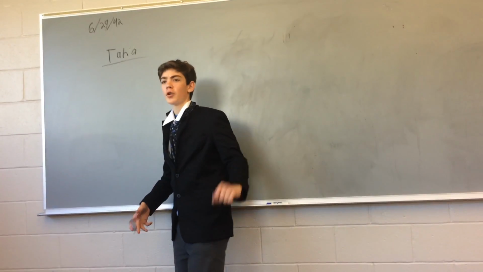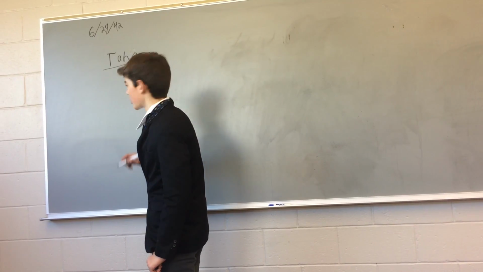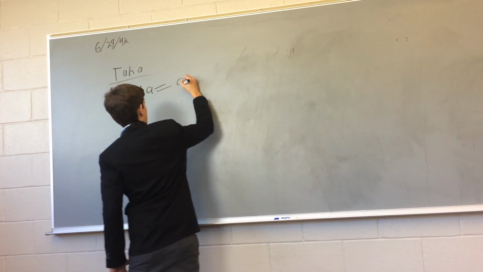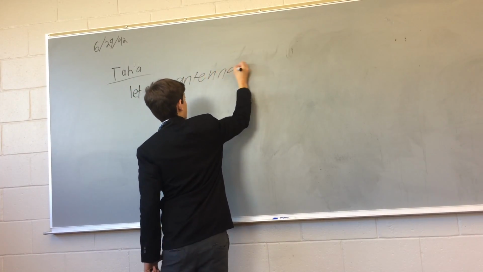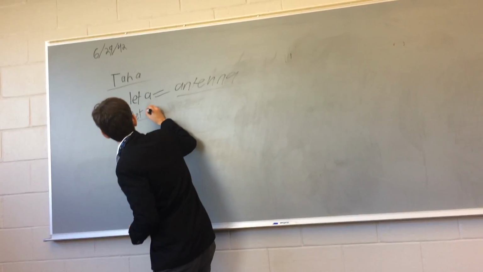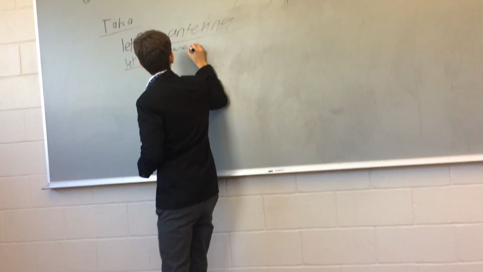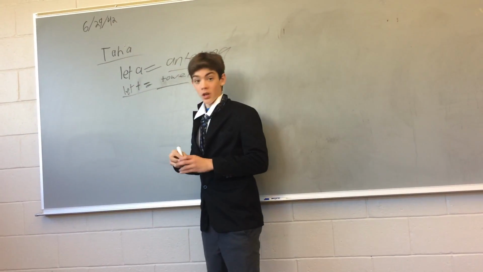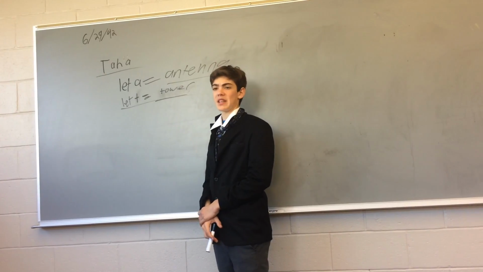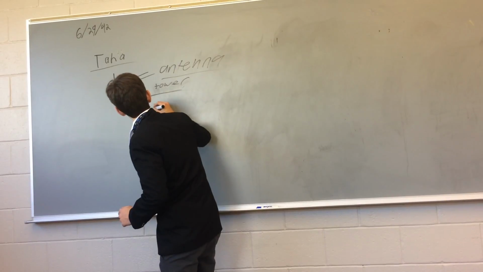Okay, first we need to define our variables. So let A equal antenna. I failed English, it's not spelled right. Let T equal the tower itself. Okay? And so can you give me the first equation to find out the combined height of both the tower and the antenna? T plus A equals 1,729.